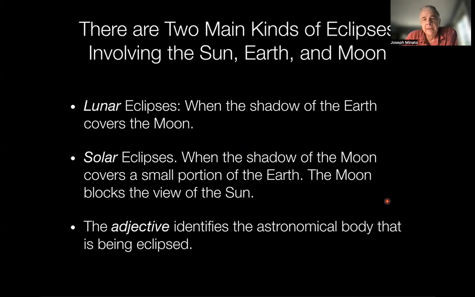Lunar eclipses are when the shadow of the Earth covers the moon. Solar eclipses are when the shadow of the moon covers a small portion of the Earth. The moon blocks our view of the sun. So you'll notice that the adjective identifies the astronomical body that's being eclipsed. Remember adjectives, descriptive words? Lunar, the adjective, lunar eclipse. Luna, or the moon, is eclipsed. Solar eclipse. Sol, the sun, is eclipsed.